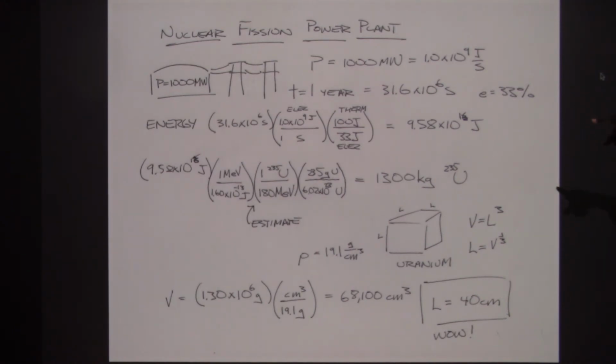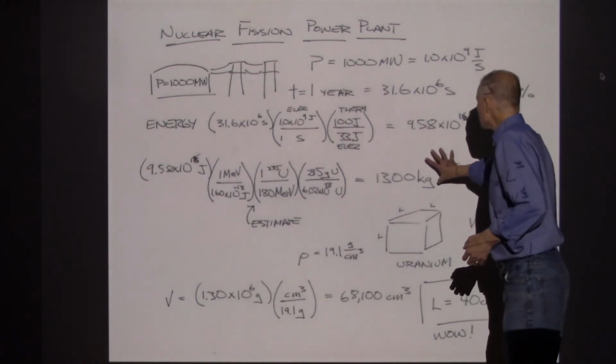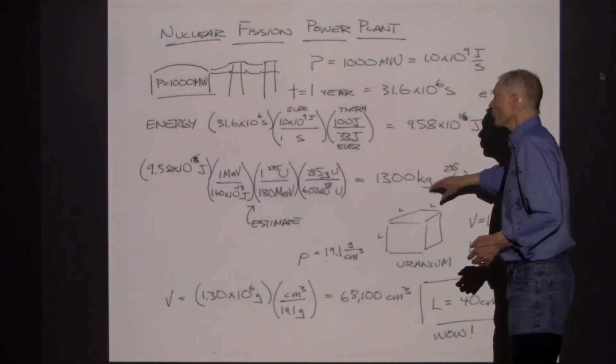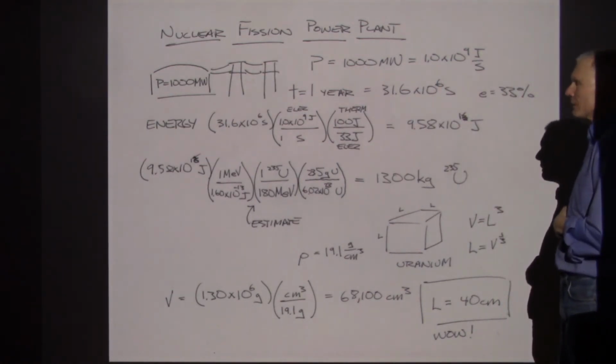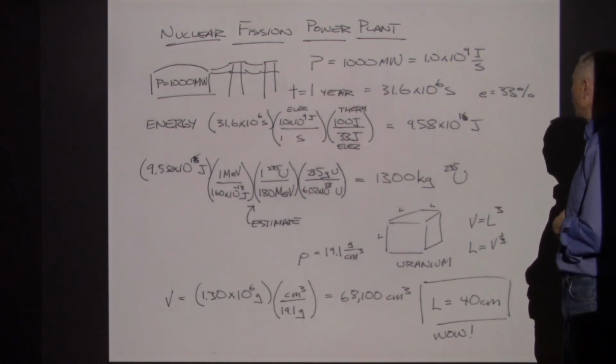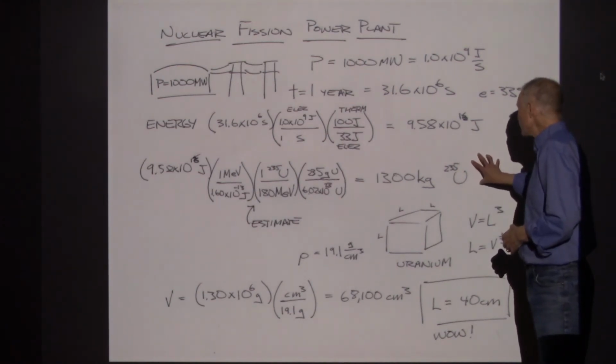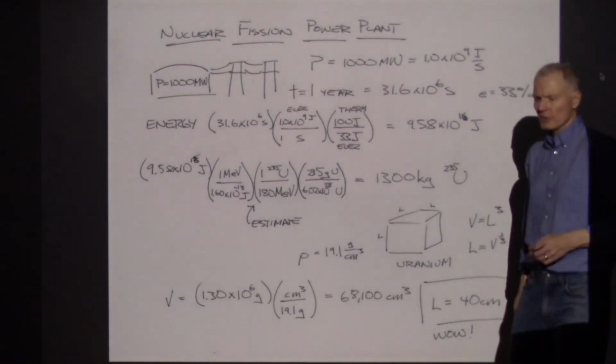Because all you need is the uranium-235. You don't need any oxygen to run this reaction, and all you need is 1,300 kilograms. Well, that was to operate an entire power plant for a whole year. So you don't need very much, and it's going to generate an enormous amount of energy.